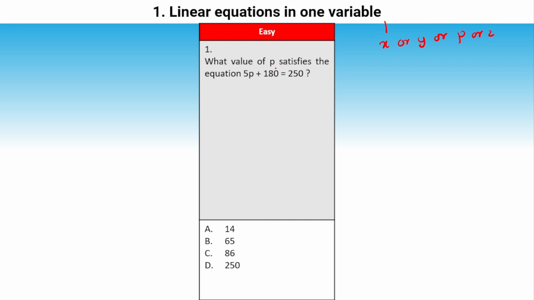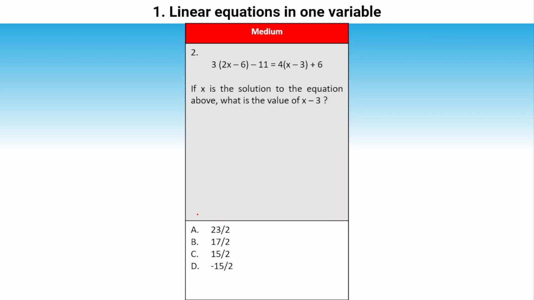What value of p satisfies the equation 5p plus 180 equals 250? So 5p equals 250, 180 goes to that side, minus 180. So 5p equals 70, and divided by 5, the answer will be 14. So 14 is the answer. Very easy, right? So let's go to a question with medium difficulty.